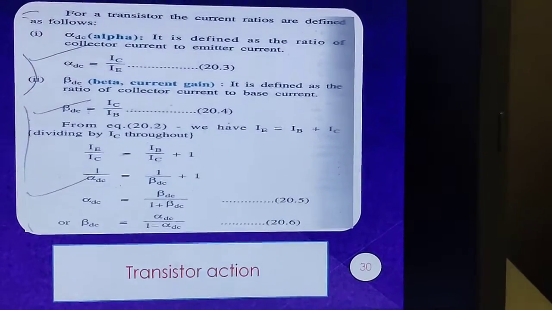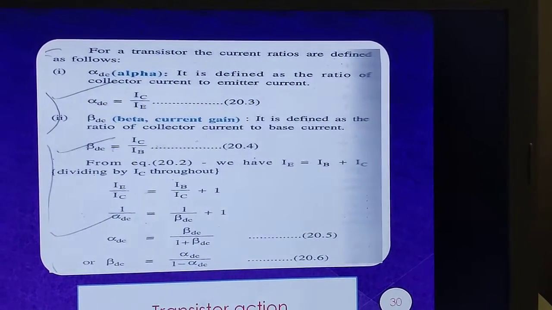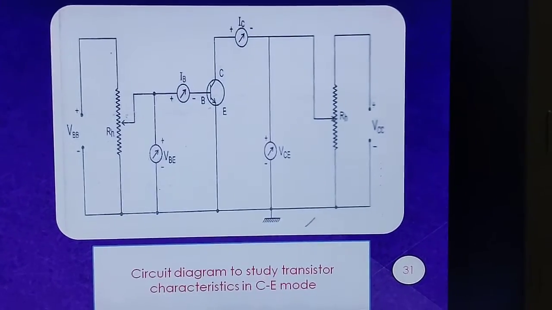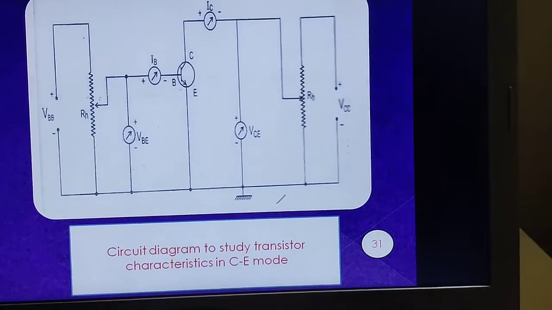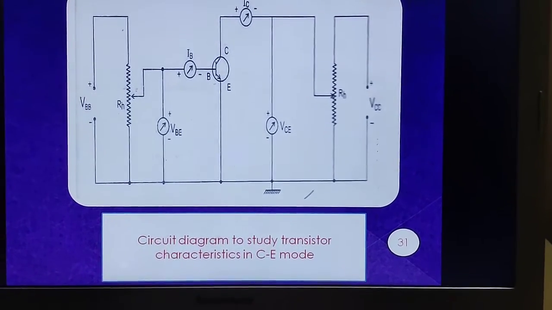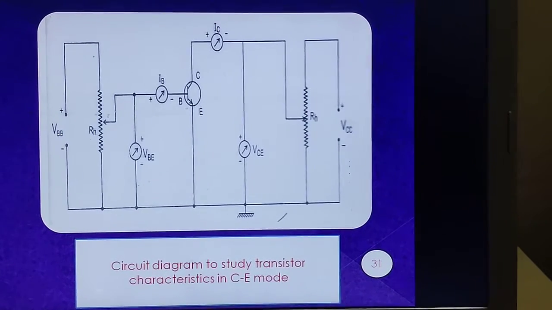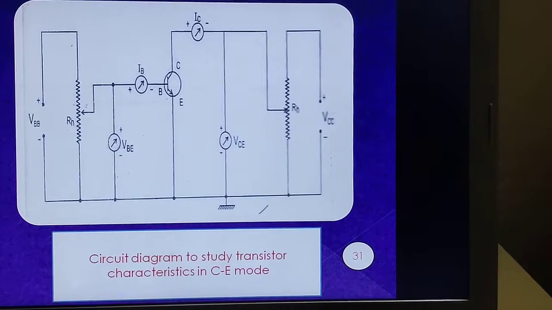So that is the action of a transistor, and that is the beta current gain and alpha current gain. Now in our next part of the transistor, we are going to study the characteristics of the transistor in a common emitter mode. Basically there are 3 modes for the configuration of transistor.